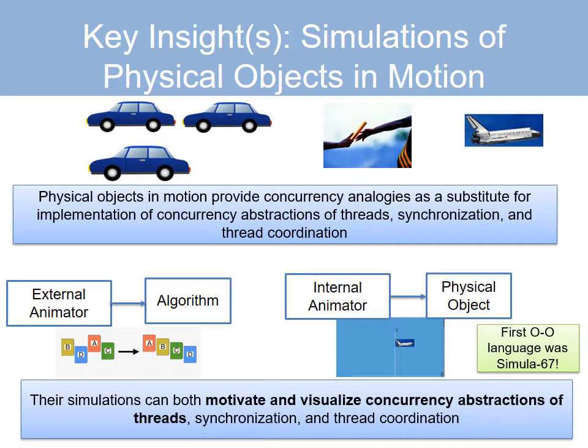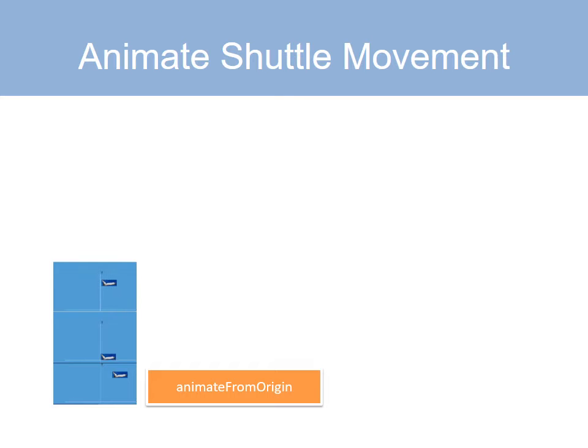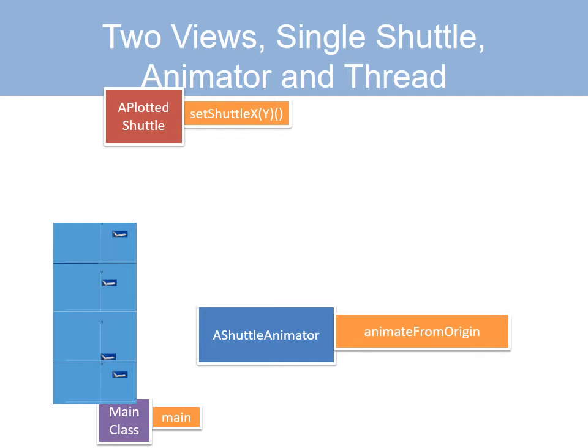Let's now go into how I can motivate and visualize concurrency abstractions of threads. The one example I use continuously is a space shuttle. It begins at a certain position where it ended up. So in the animation, we know where the ending position of the shuttle is, and we can execute a command that says animate from origin. It goes to the origin and then animates its path first in the y direction, then in the x direction, till it comes back to its original path. That's a simple example.